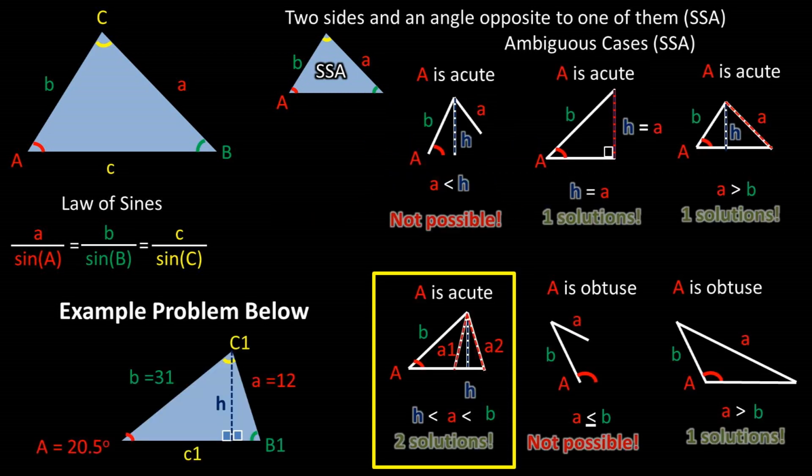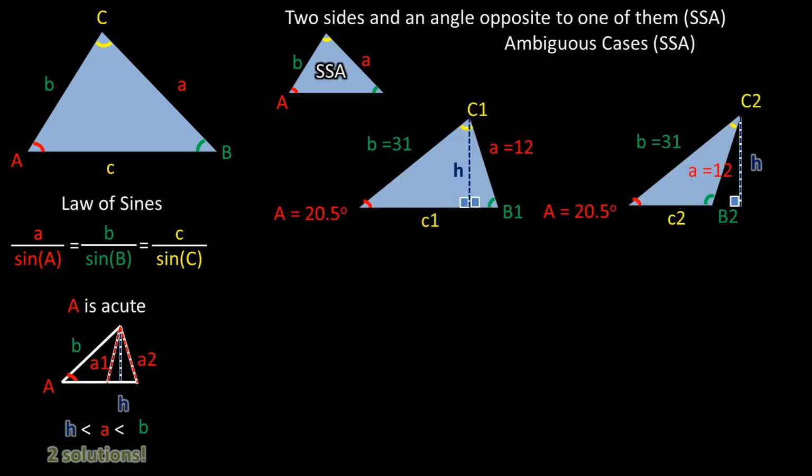Let's look back one slide. We notice that in this case there will be two solutions because we are given an acute angle and the B length is greater than the A length, which is greater than the height, or h, of the triangle. So we'll be solving for two triangles that look like these.